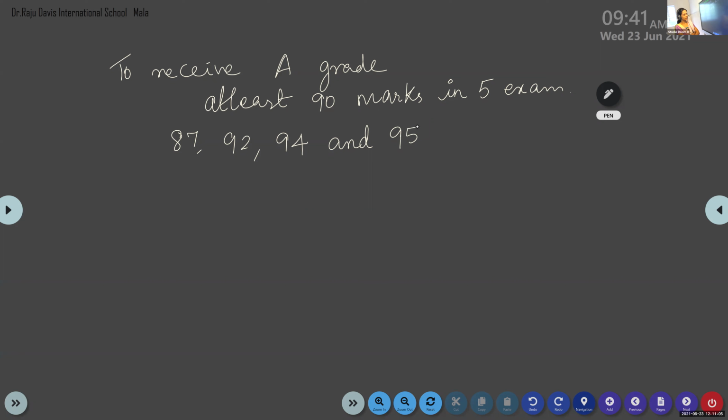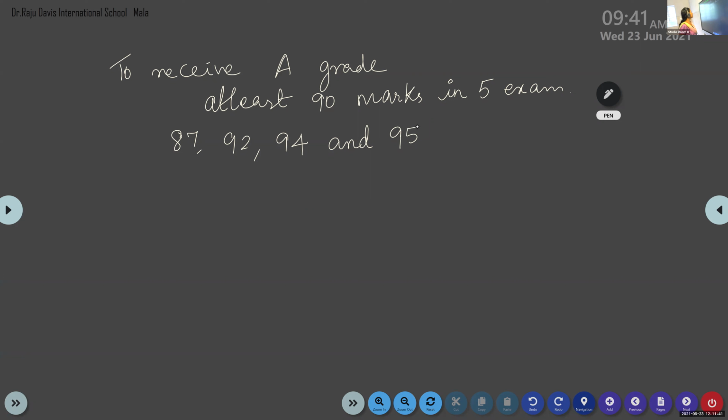What is given? Did you all copy this question, children? Copied? Yes. One of you read the question. Tomlin, read the question. Ma'am, to receive a grade, one must score at least 90 marks in 5 examinations. If Aparna's first 4 examination marks are 87, 92, 94, 95, find the minimum marks that she should obtain in the 5th exam to get grade A in the course.